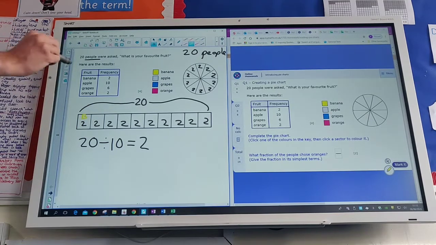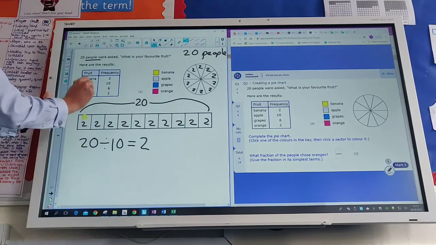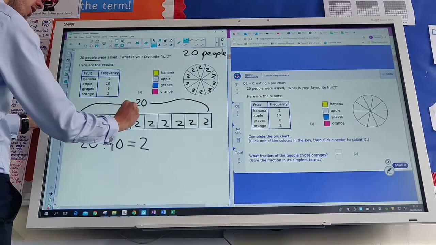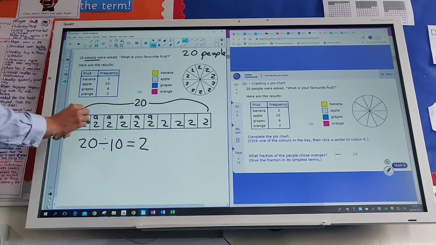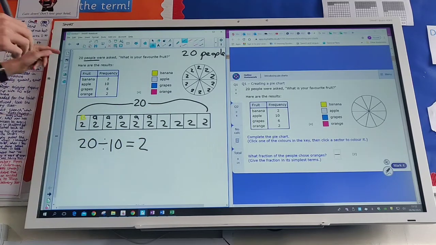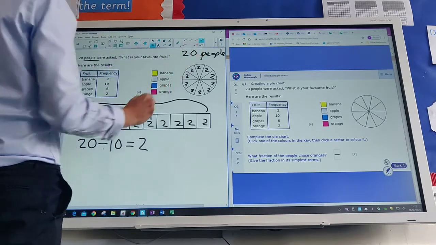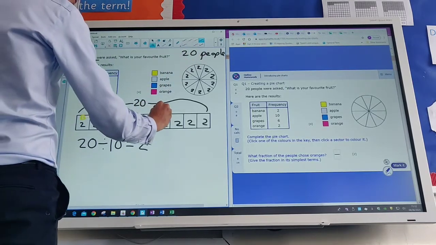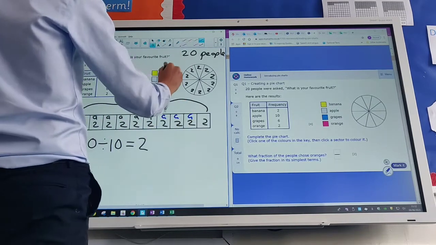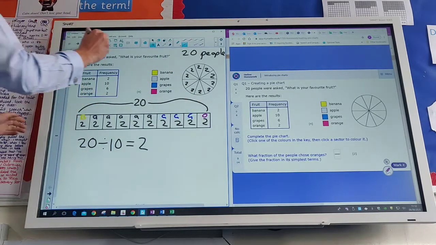The number of people who said apple was 10. Well, that would be 2, 4, 6, 8, 10. So that number, 5 boxes in the bar, would be labelled as apple. And 6 said grapes, which they've done in blue here. So I could say 2, 4, 6. And then finally we've got the orange, which is purple as O. And it could be just the same as here.